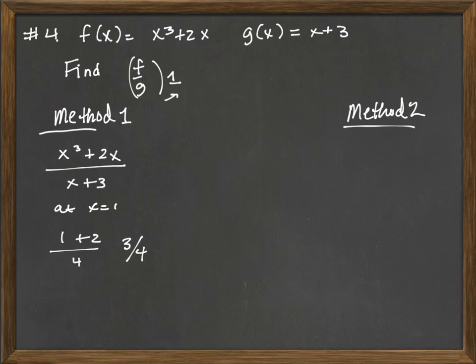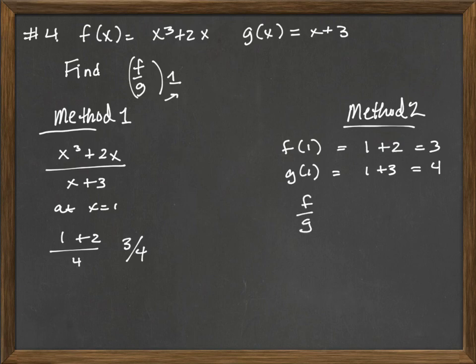Method 2, you would find f of 1, which is equal to 1 plus 2, and g of 1, which is equal to 1 plus 3, or 4, and so f over g of 1 is 3/4. So that was numbers 3 and 4.